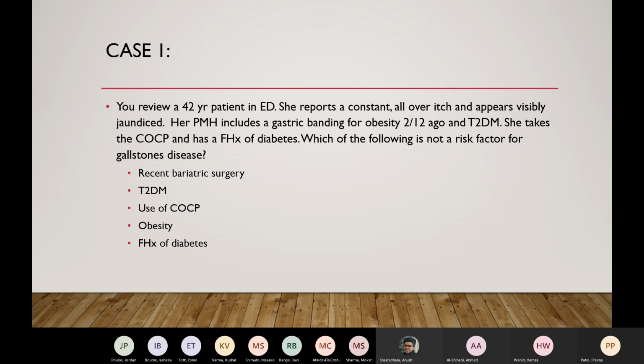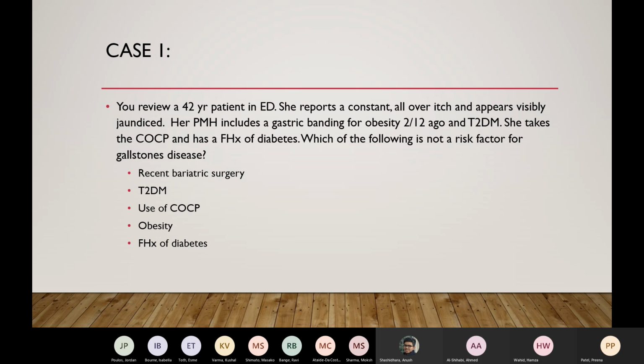Okay, so we're going to do a case. Can someone make another poll while I read it out? You've got a 42-year-old patient. She reports constant itchiness all over and is visibly jaundiced. And her past medical history is that she had gastric banding for obesity 2 out of 12 ago.